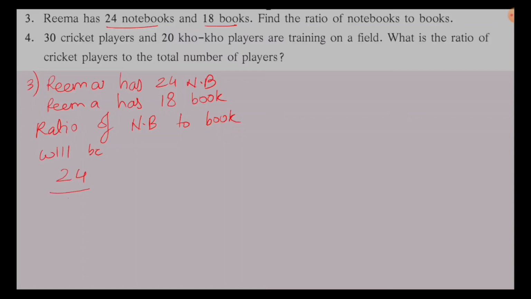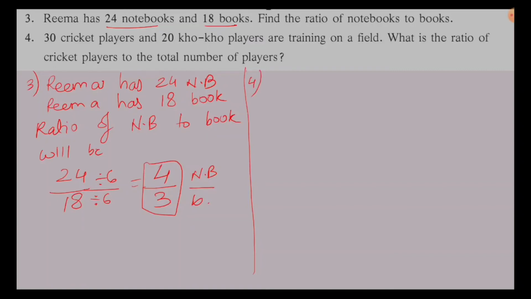24 upon 18. Now 24 upon 18, we know that these two numbers come in 6 table. We will be dividing it with 6 itself. So 6 4s are 24 and 6 3s are 18. So 4:3 is the ratio of notebook upon book. Okay, this is the final answer, that is 4 upon 3. That's it, so easy.